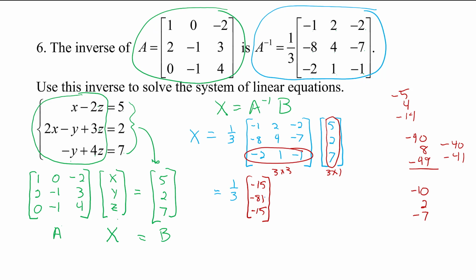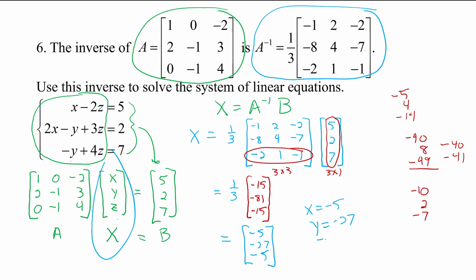We're almost finished. We have 1/3 times -15 would give us -5. 1/3 times -81 would give us -27. 1/3 times -15, -5. So what have we found? We found our matrix X, which represents the variables x, y, z. We found x equals -5, y equals -27, and z equals -5. And we got it.